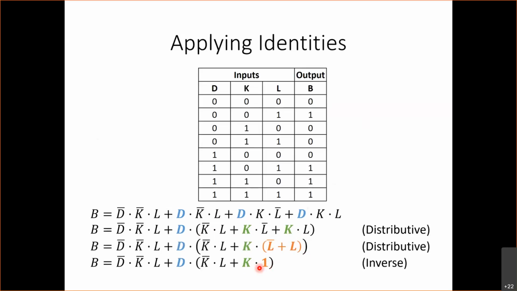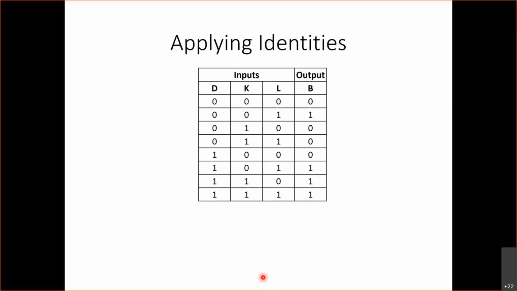And what do we know about K and 1? Right, K and 1 is always going to be K, exactly. So this is the identity law. So what we've done here is we've taken this logic equation up here and we've simplified it down to a simpler logic equation down here. Okay. So this is one way to simplify this logic equation, but we can simplify it in a different way. If we apply different identities, we can take a different approach to simplifying this logic equation.